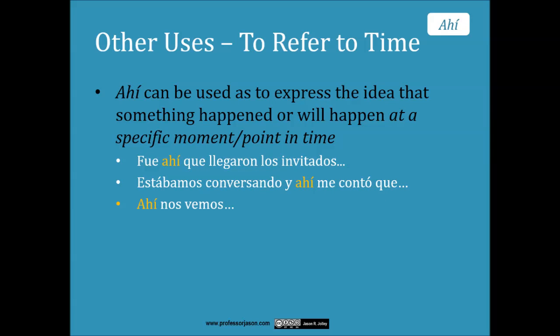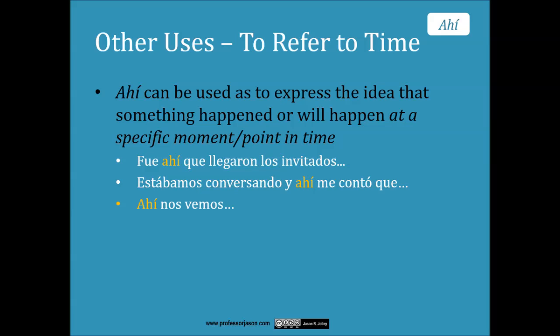1980. Now the form ahí with an H can also be used to express the idea that something happened or is going to happen at a specific moment or point in time. And sometimes you might see the form allí, but this is where I talked about maybe that having been subsumed under ahí, right? So I might say, it was at that moment that the guests arrived, right? Fue ahí que llegaron los invitados. Or we were talking, and that's when he told me that, right? Estábamos conversando, y ahí me contó que.